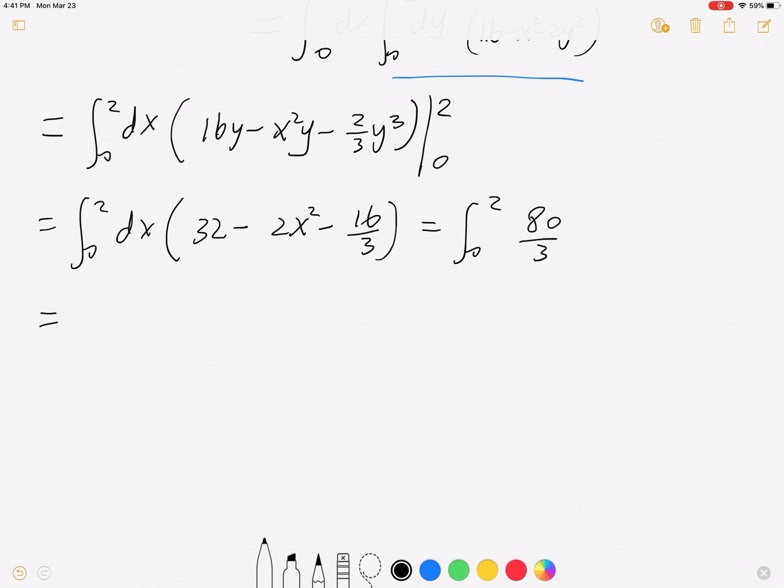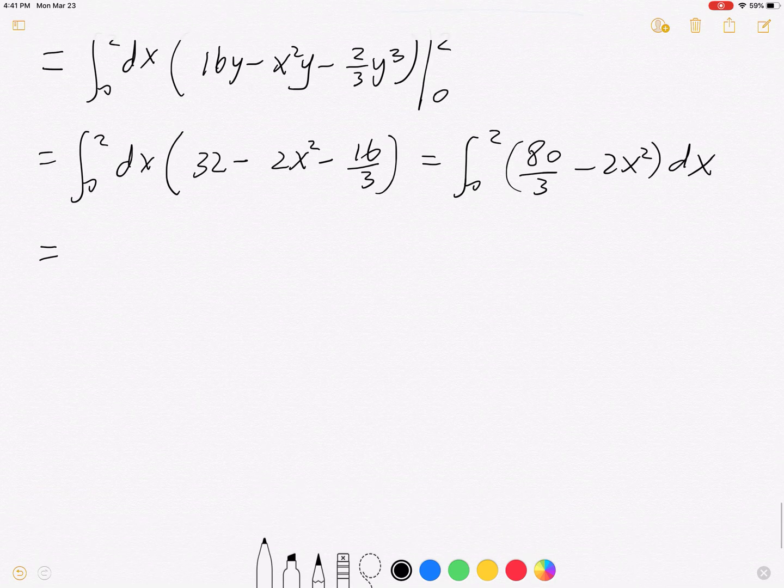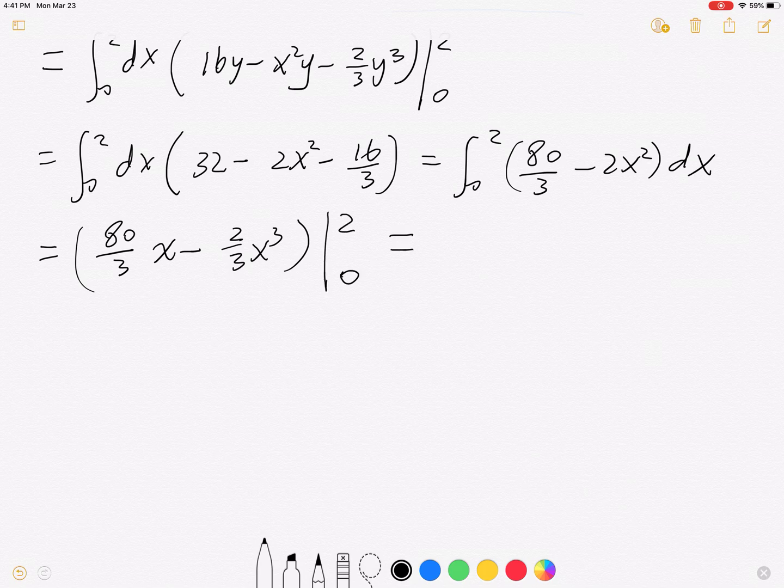18 over 3 minus 2x squared dx. Okay, so here you have 18 over 3 x minus 2/3 x cubed, evaluated at 2 and 0. Okay, then you have this minus 16 over 3. Totally you have 48.